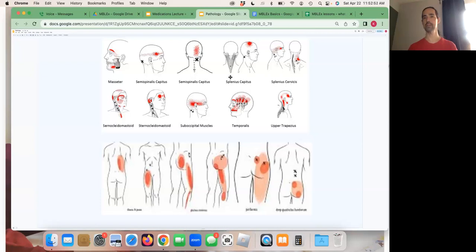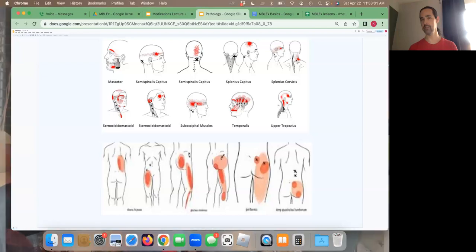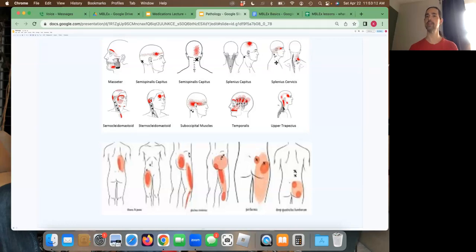Splenius cervicis and splenius capitis, those are muscles that we looked at. They have trigger points up around the area of C2 or down around C6. And those trigger points refer pain into very far away areas. Splenius capitis refers pain up to the vertex of the head. And splenius cervicis refers pain to the corner of the eye and over the ear.